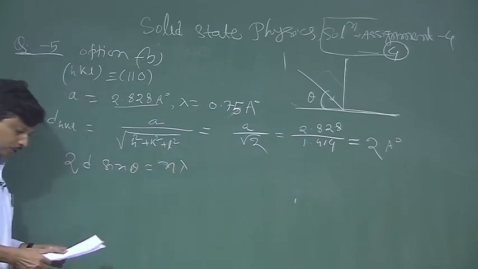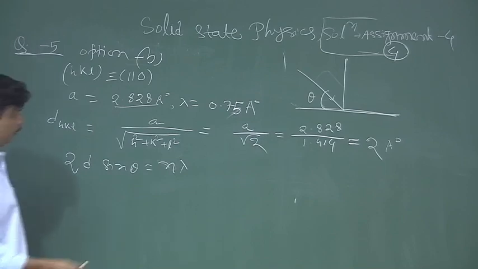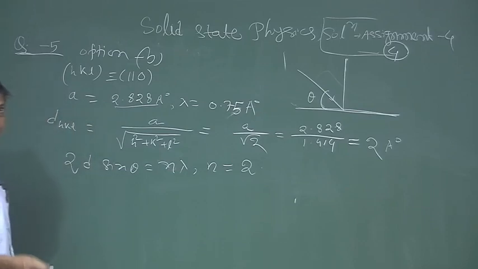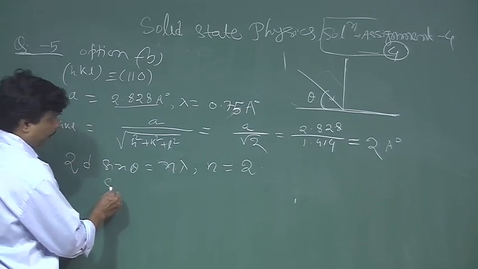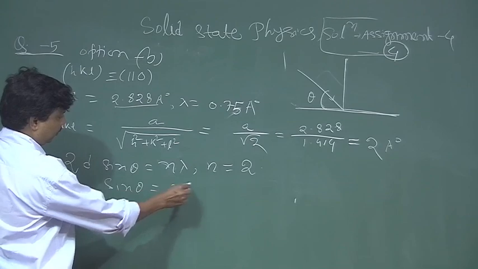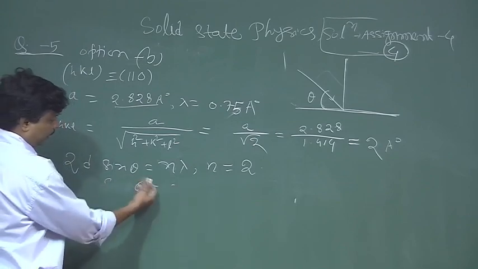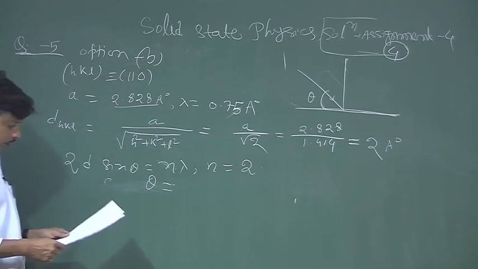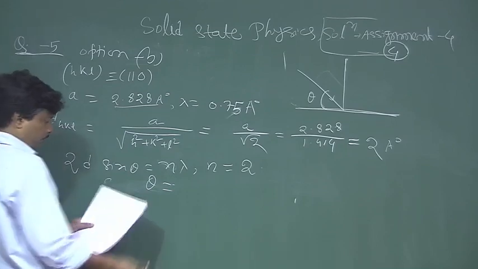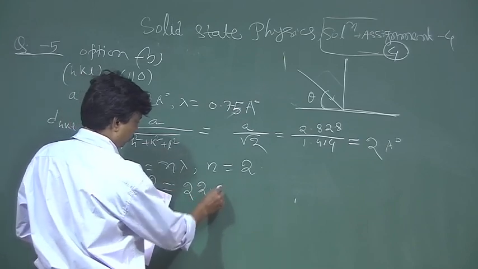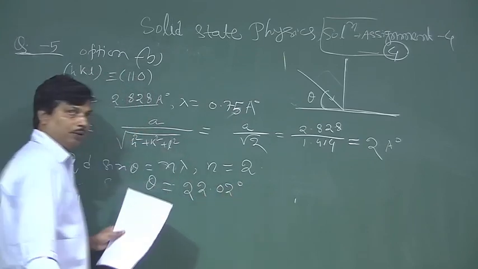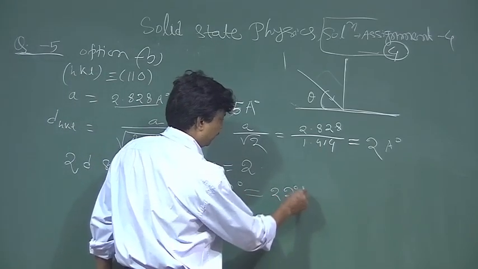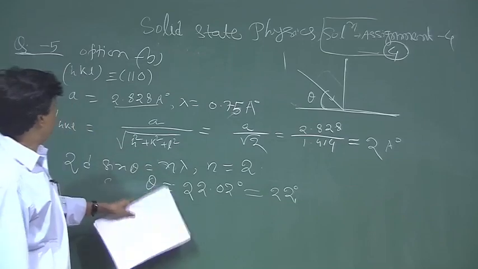Here the diffraction is occurring from the second order, n is equal to 2. So you put this in and you will get sin theta is equal to... Not directly, we come to theta; it is not important, you know how to find theta from sin theta. It will be approximately 22.02 degrees, and by rounding it, it is nearly equal to 22 degrees. So the answer is 22 degrees.